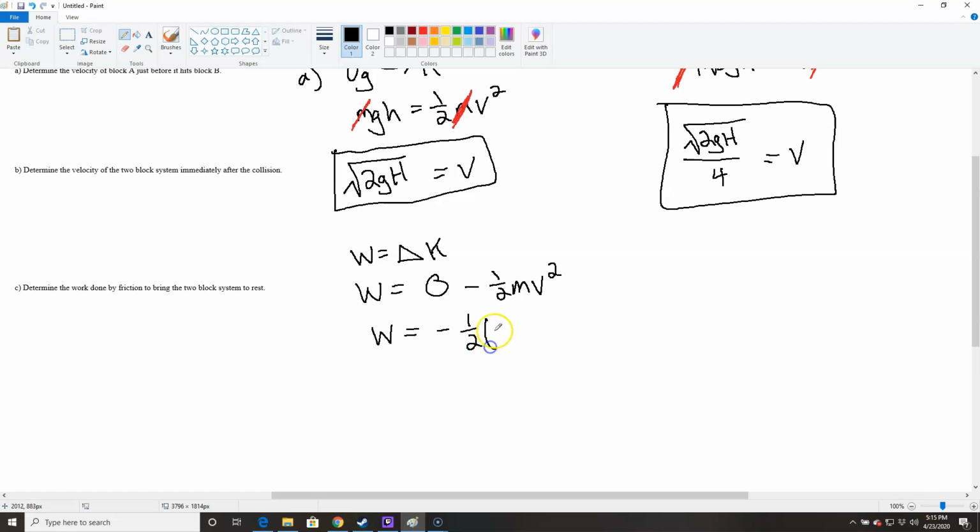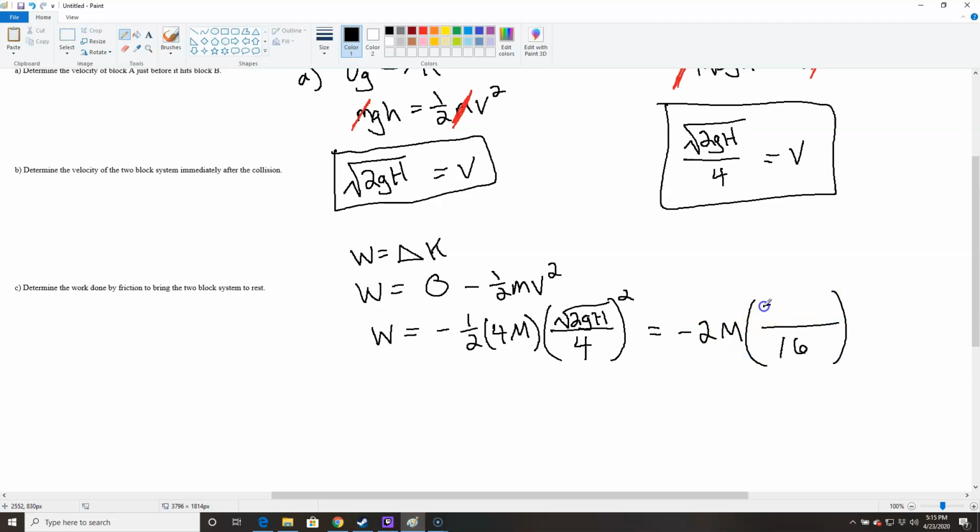So 1/2. The total mass is 4, capital M. Block A is m. Block B is 3m. 1 plus 3 is 4. The velocity, we'll put the root of 2gH over 4, and we'll square the whole thing. So we're going to end up with, to simplify, the 1/2 and the 4, that's just going to give us a 2. So negative 2m, and everything here over 16, 2gH.